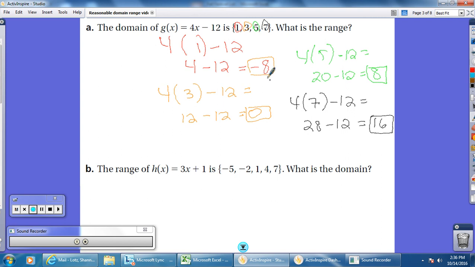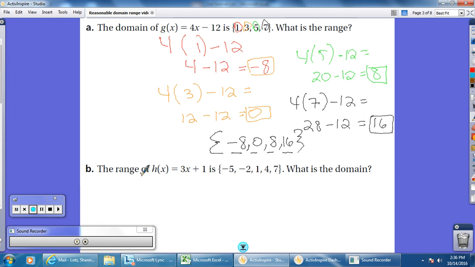So right there, negative 8, 0, 8, and 16. So our range is negative 8, 0, 8, 16. Don't forget your brackets, your braces. Don't forget to put them in least to greatest order.